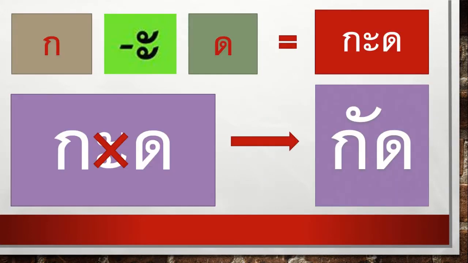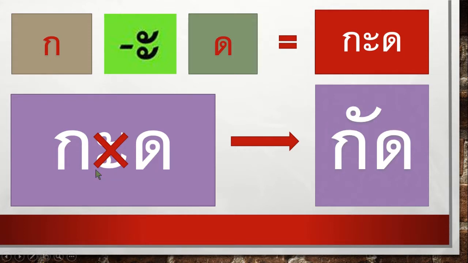All right, the first one is sara a. When it has no final consonant ending, it's just gokai sara a, it's ga. But whenever there is a final ending, you have to cut sara a off and then put mai hanagat on the top. This one we call mai hanagat, but the sound is a. So it looks very similar.